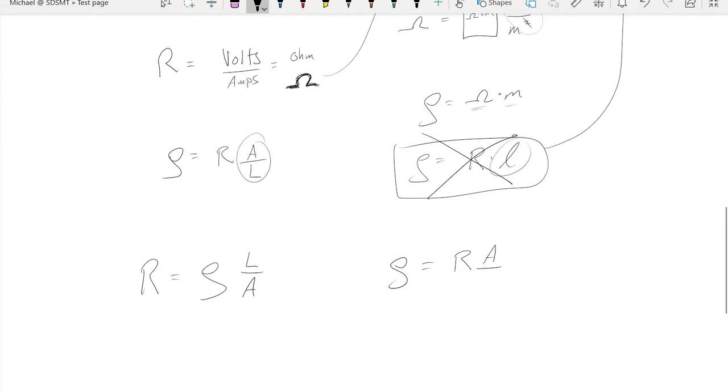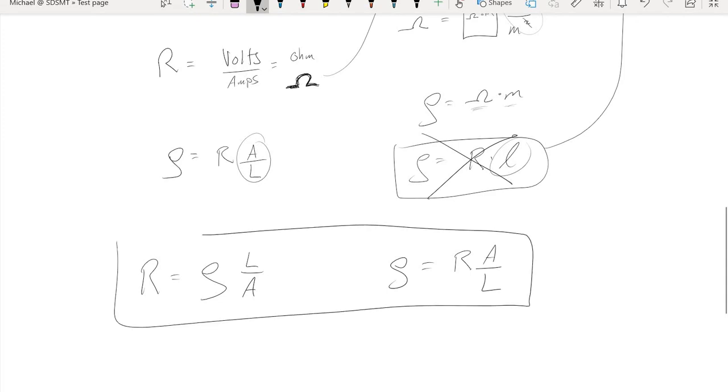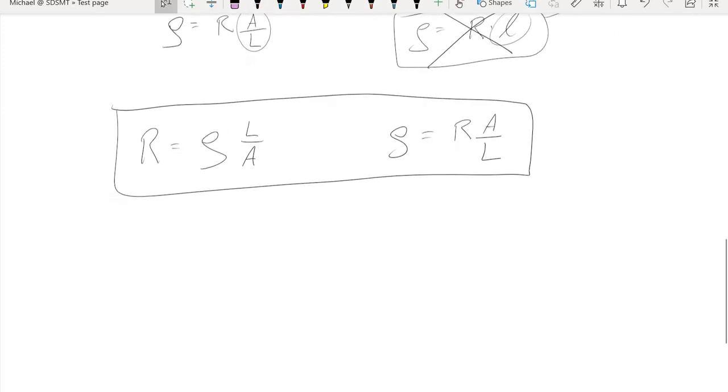But there's nothing wrong with these two expressions. But it is worth noting that the resistance of your object is dependent on these three values. The resistance of your wire depends on what you make the wire out of, how long the wire is, and how wide the wire is. Resistivity does not depend on the resistance of the object. Okay? We can solve for the resistivity, but the resistivity is not defined by any of this. The resistivity is a fixed property of the material.